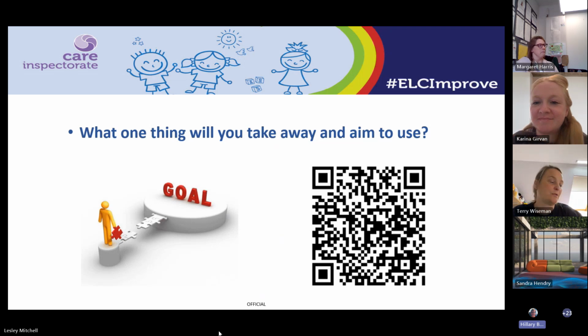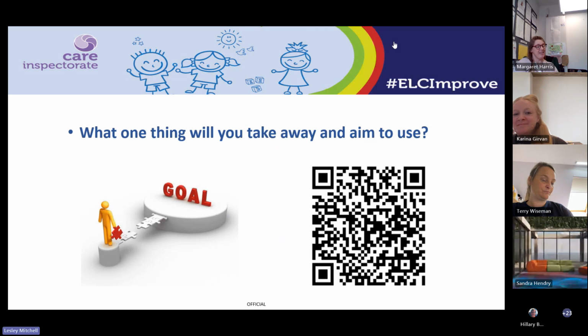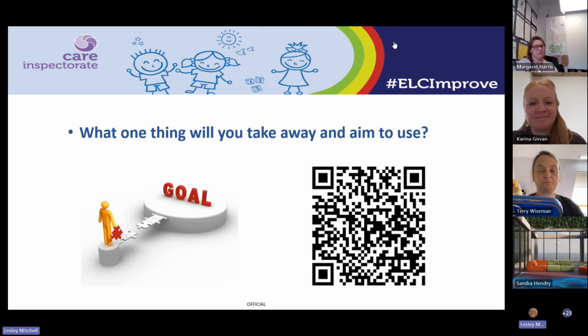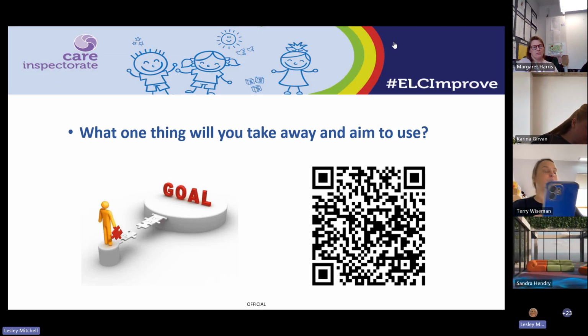And I'll pass over to Leslie for the QR code. Thanks, Leslie. Thanks, Hilary. Okay, so if you just scan the QR code again, same as before, I will remove it in a wee second, but it will reappear when I put the results slide on.